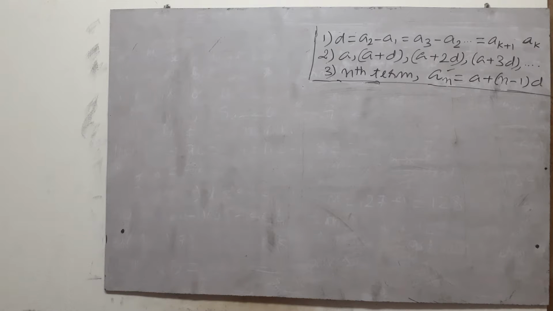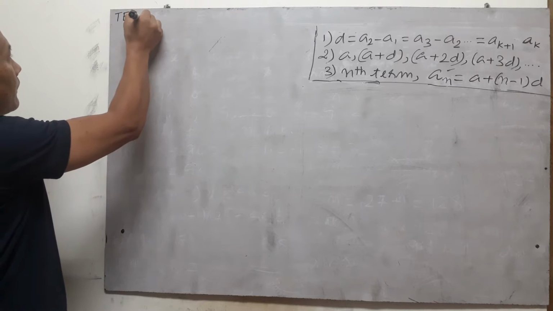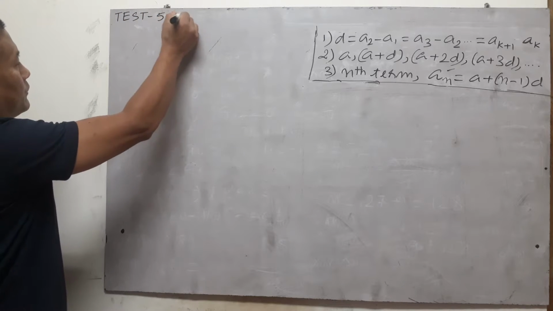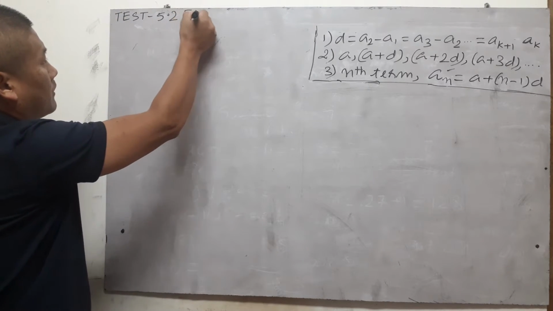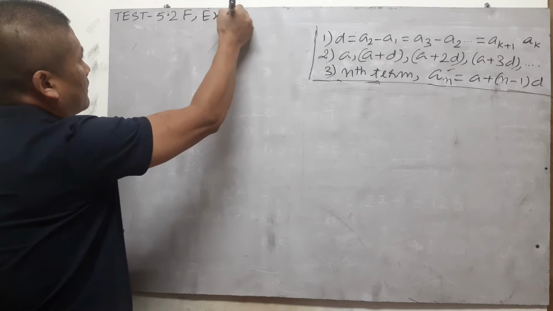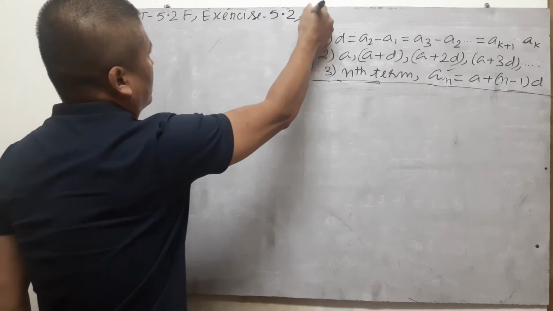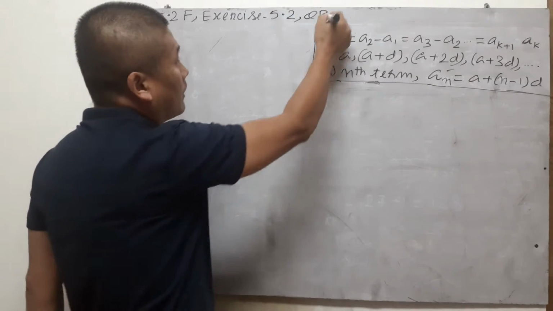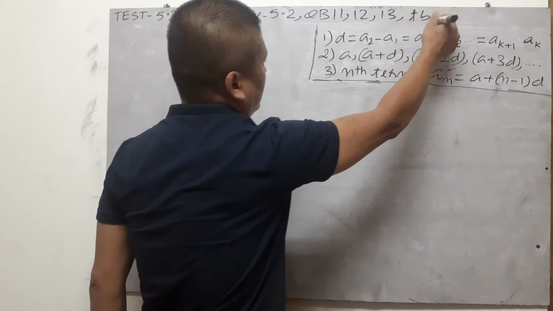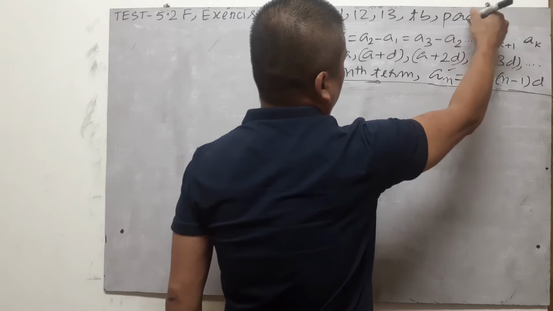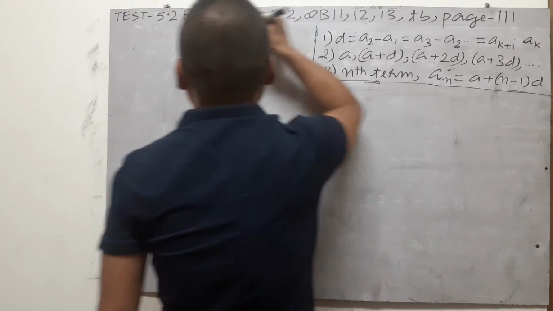Okay, so the next test, you follow me and write down. Here, test 5.2F, I think. Okay, 5.2F under your exercise 5.2, question B, starting from 11, then 12, and 13. We'll find this on textbook page, I think, 111. So I can write it likewise.